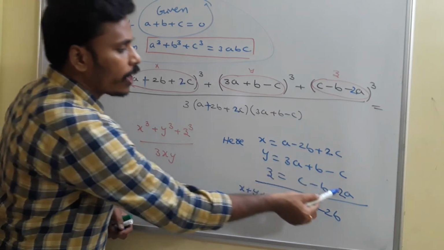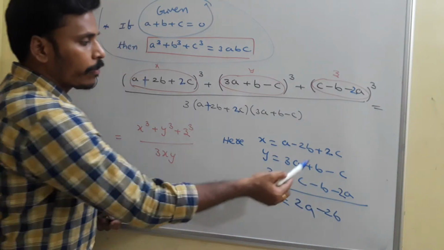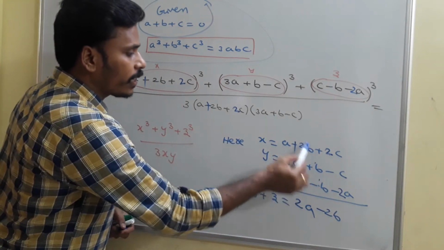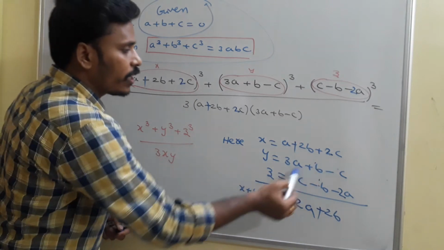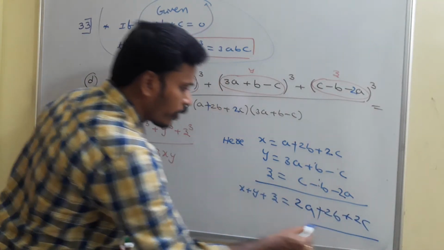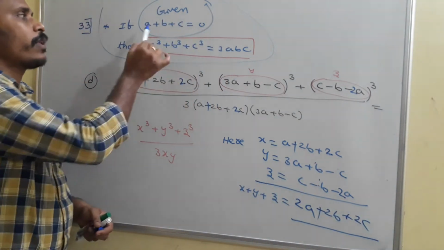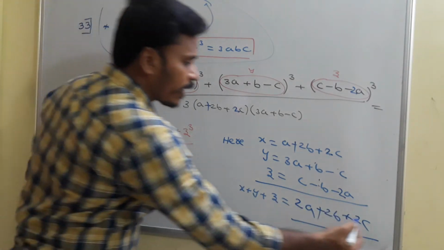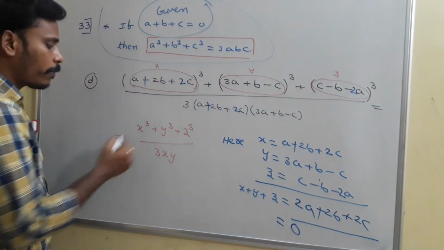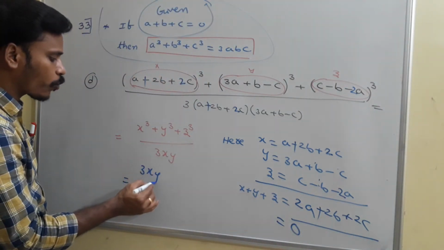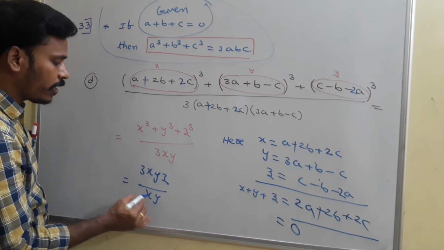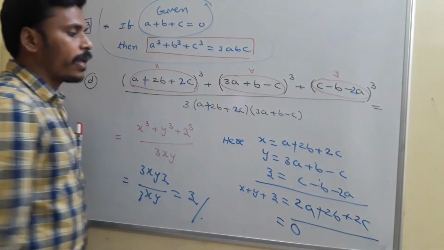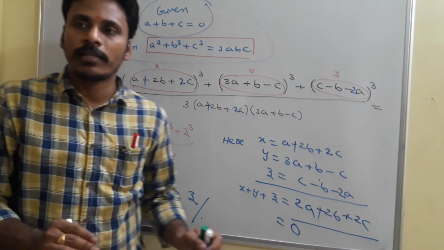3a plus a is 4a minus 2a is 2a. And then this I mark as plus 2b. B and b get cancelled, I am left with plus 2b. C and c get cancelled, I am left with plus 2c. So 2 times of a plus b plus c. Since a plus b plus c is 0, this 2a plus 2b plus 2c is 0. That means this x plus y plus z is 0. That means this numerator will become like 3xyz. So divided by 3xy, you are left with z. And z is just nothing but this c minus b minus 2a, and that's your answer at the end.